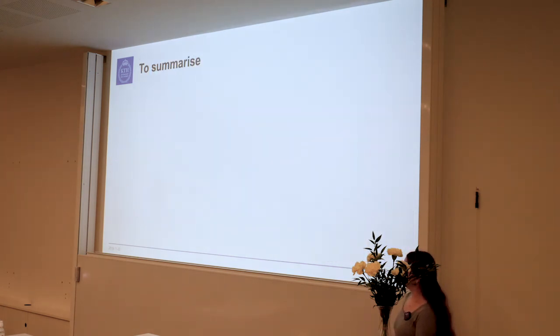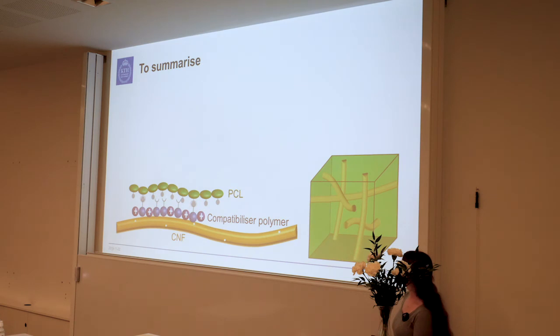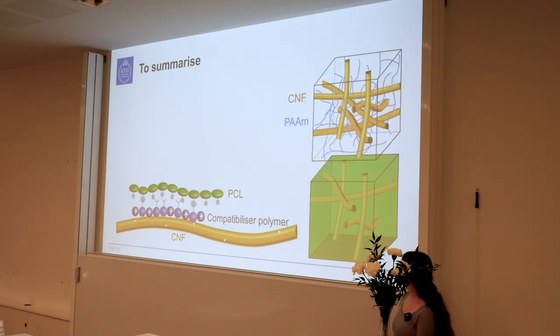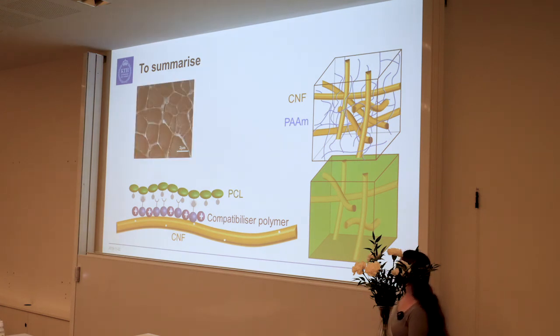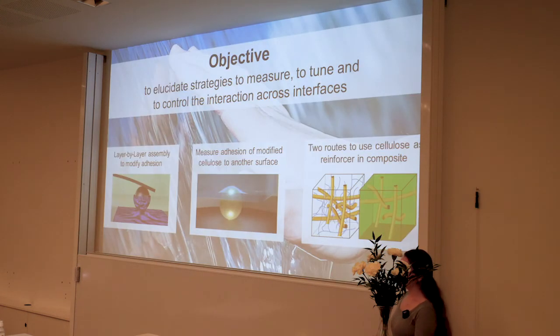So, very short summary of the composite materials. We utilize the compatible isopolymer to enhance the interaction and distribution of CNF in a PCL matrix to create a PCL CNF composite. We also created an interpenetrated network of CNF and polyacrylamide, with polyacrylamide present throughout the pores of the CNF aerogel. And we found that the composites had a much higher stress at break than the neat polyacrylamide hydrogels. This almost wraps up the presentation.